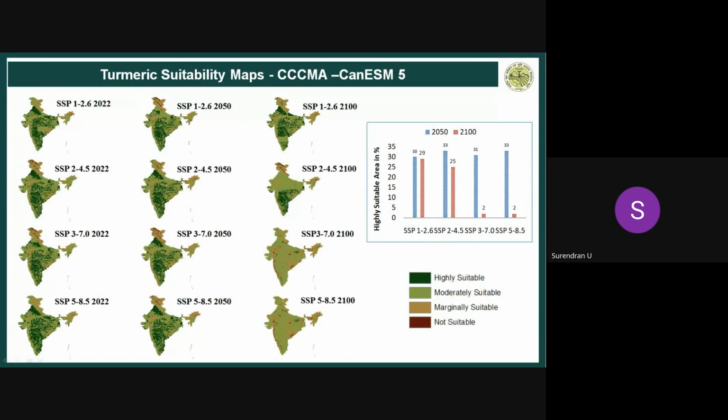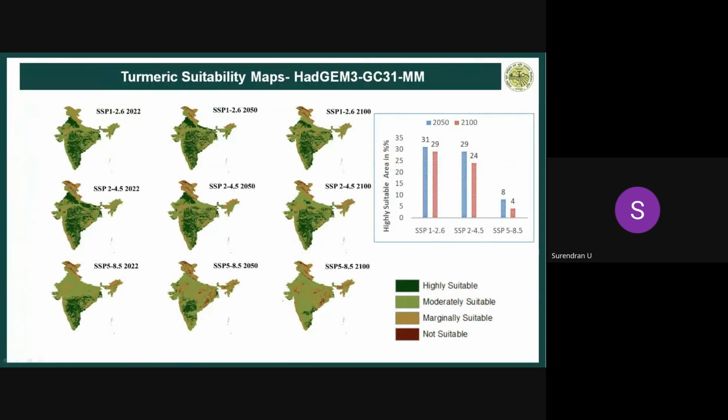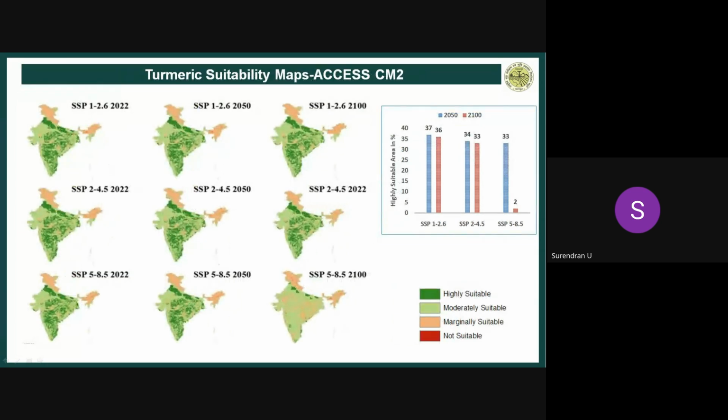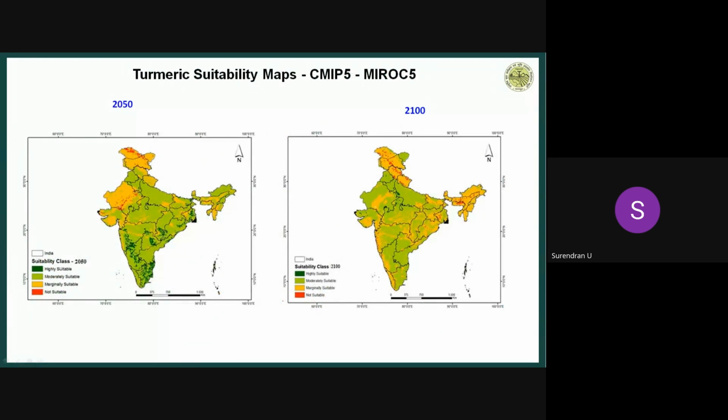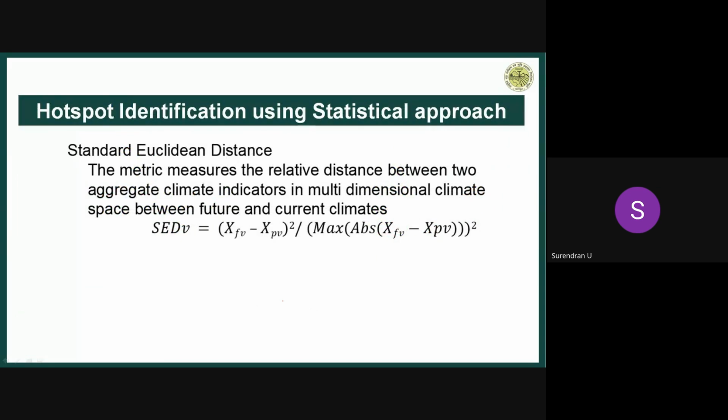So then we found that in the future scenarios, especially in the later part, and that too under the SSP worst scenario case, 8.5, many of the areas which are currently suitable are becoming not suitable. So which is very threatening. But if you look at the current scenario, it is somewhat better, and some new areas also we can identify.